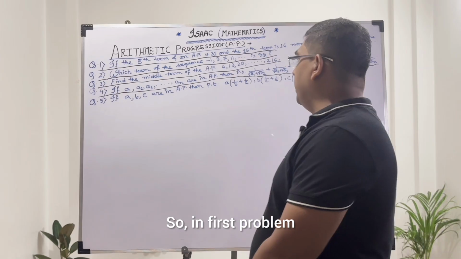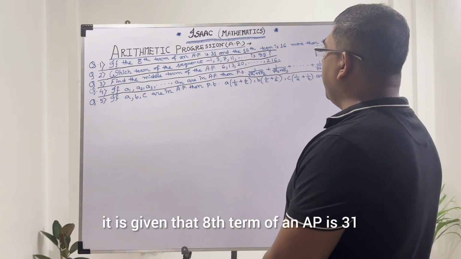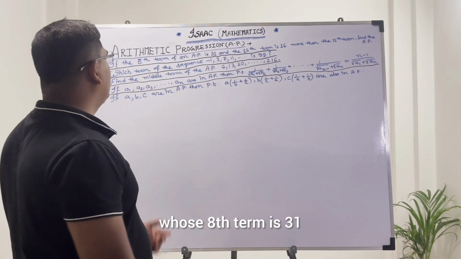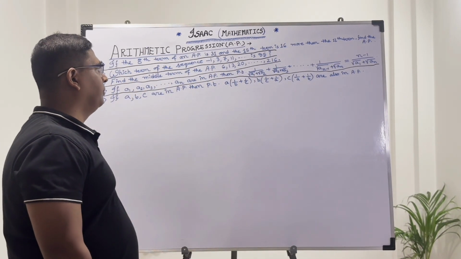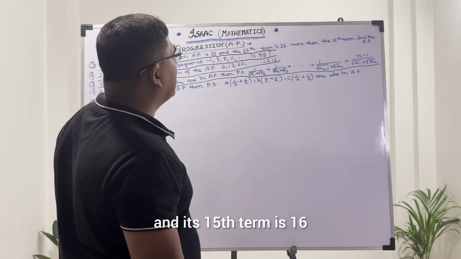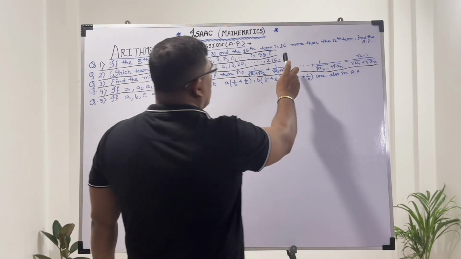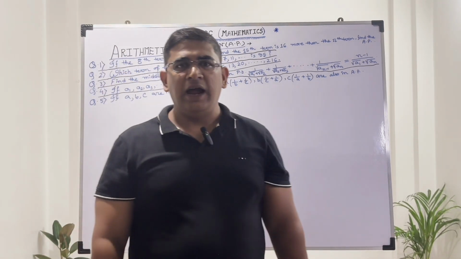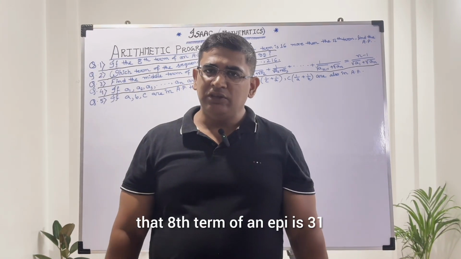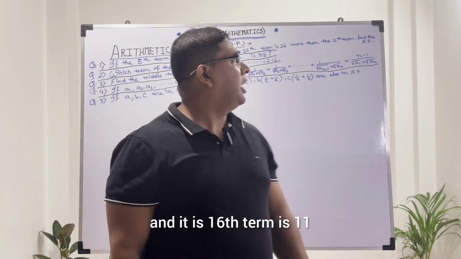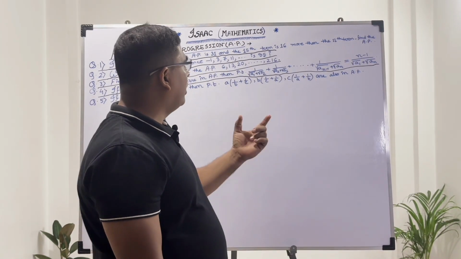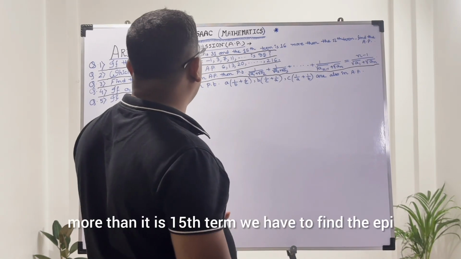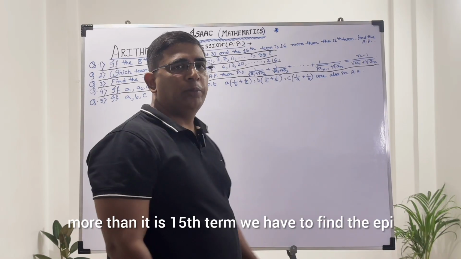So in the first problem it is given that the 8th term of an AP is 31. That means there is an AP whose 8th term is 31 and its 15th term is 16 more than its 11th term. We have to find the AP.